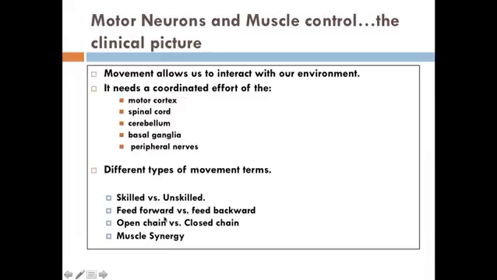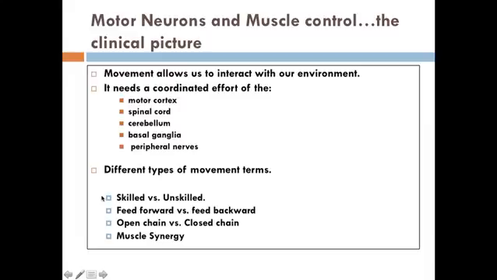So, for movement, we need to interact with our environment at all times. We get our motor cortex. Our spinal cord has to be working. Cerebellum for fine motor control. Basal ganglia for movement disorders. And our peripheral nerves, all the way down to our neuromuscular junction. All of this has to function appropriately, or we don't interact with our environment correctly, right? Let's talk about different movement terms that you'll see in the clinic and what they mean.